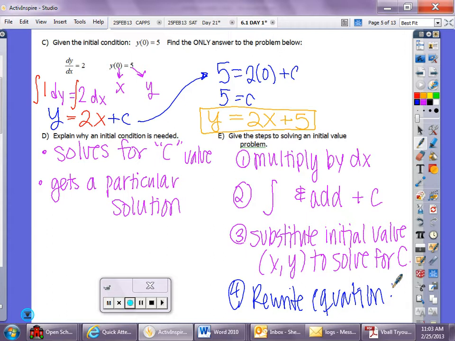Okay? You saw your initial values more often. They were used to find an ending point. That's kind of an ending value is what I considered it. That was more so what we used it for. We used it in conjunction with FTC2. Now we're saying you can use the initial value to find the particular solution.